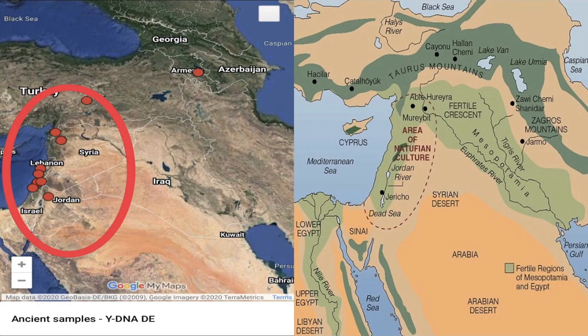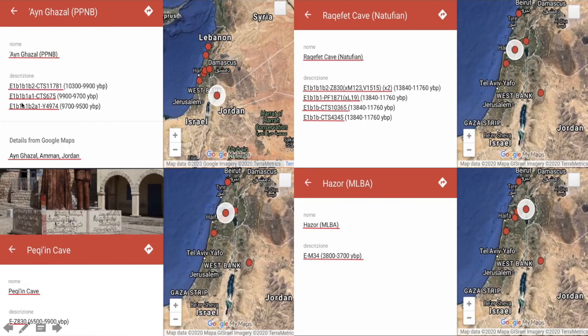So here's just a map of the various E samples we find, and we see the expansion of it. And here is the area of Natufian culture, of course, where we find a lot of these old clades of E. And so I just want to show y'all all the clades of E that we found, or just some of them. So we have N-Gazelle, PPNB. Like we said, this is where Semitic populations would come from, the PPNB populations. And then we have the Natufians, of course, over here. PPNB right here, Natufians right here.